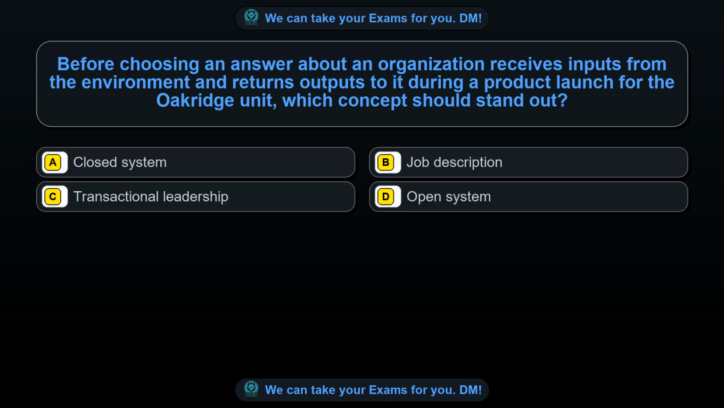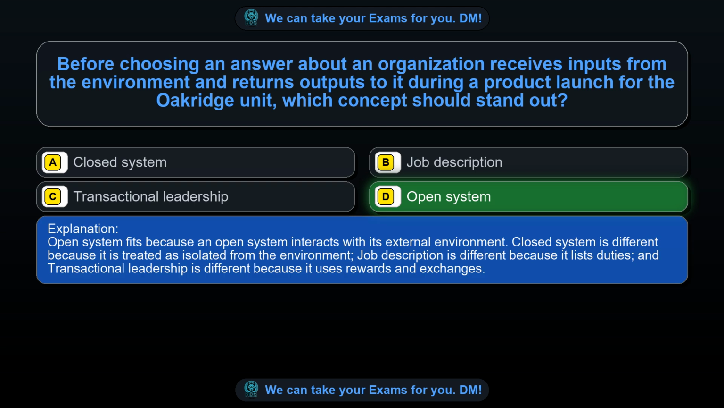Question 42. Before choosing an answer about an organization that receives inputs from the environment and returns outputs to it during a product launch for the Oak Ridge unit, which concept should stand out? Option A, closed system. Option B, job description. Option C, transactional leadership. Option D, open system. The correct answer is option D, open system. Open system fits because an open system interacts with its external environment.